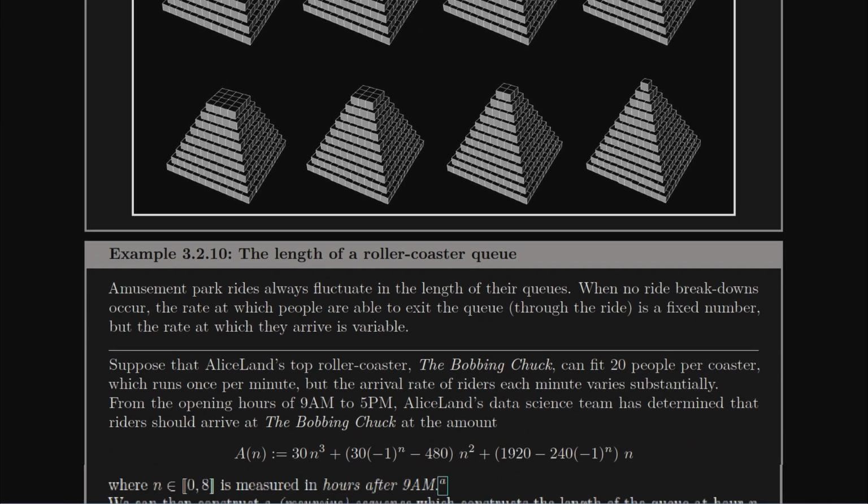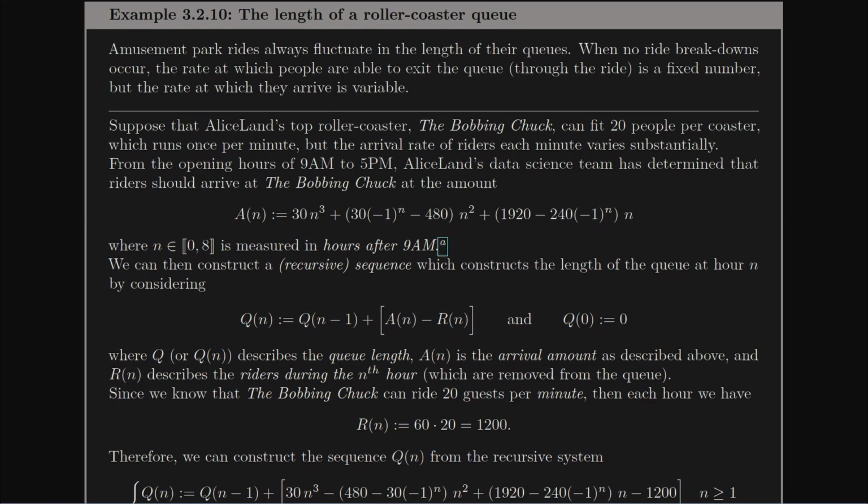Let's go with one more example for today, and that example is also a really cool one. I really love the dynamics chapter because everything is so applicable. We're going to ask questions about the length of a roller coaster queue. You've probably noticed this if you've ever been to an amusement park: the rides always fluctuate in the length of their queues. By queue, I mean the line that you're waiting in to get on the ride.